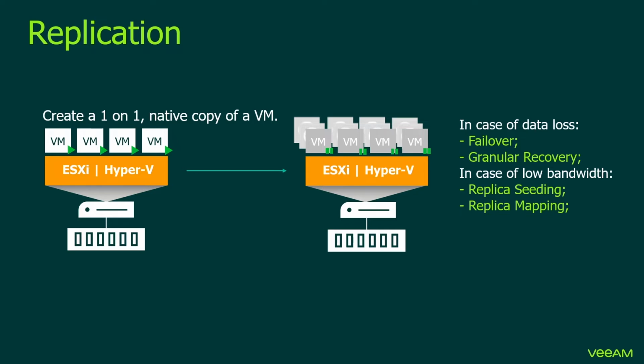In case of low bandwidth, you might use replica seeding and replica mapping. Replica seeding is the option that allows you to save some traffic. So for example, you have already a backup of this virtual machine residing in the disaster recovery host. You might also have some backups here if you have a repository. So you might recover it and just map it, or create a replica seed from the backup. It would also be an option.